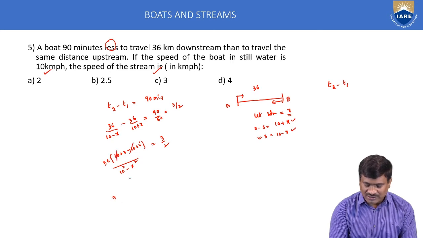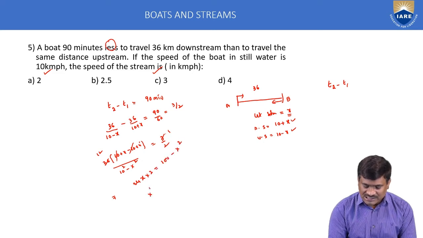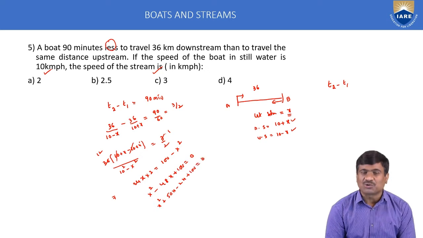Next, 3 into 1, 3 into 12. Next, 24x into 2 is equal to 100 minus x square. Next, x square minus 48x plus 100 is equal to 0. This is also written as x square plus 50x minus 2x plus 100 is equal to 0.